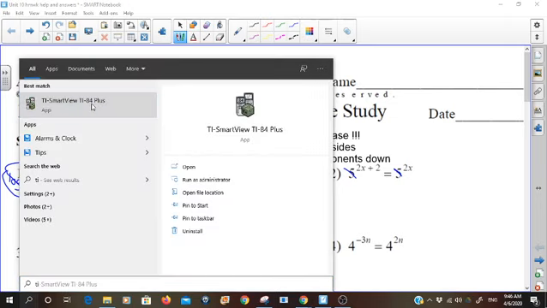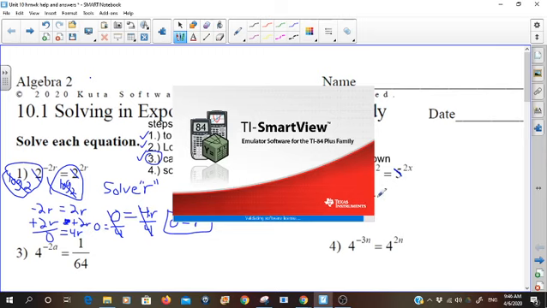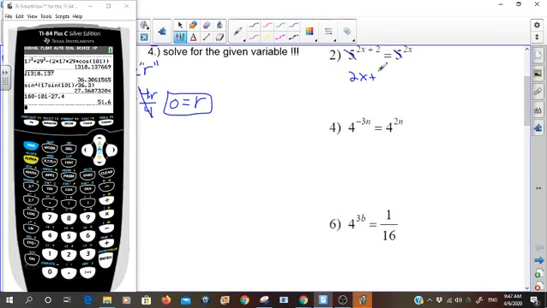Pull up our calculator just to prove it to you, to know how we can just get rid of bases. While that's loading, now we just bring down the 2x plus 2. Okay, so we have 2x. Wow, it's not going to let me do it while it's loading. Okay, so bring down the 2x plus 2 is equal to 2x.